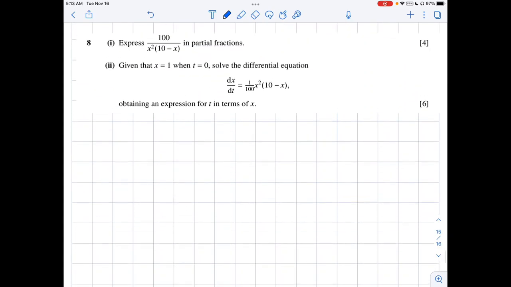Question number 8. Do this in partial fractions. So 100 upon x squared times (10 minus x) is equal to a upon x plus b upon x squared plus c upon 10 minus x.